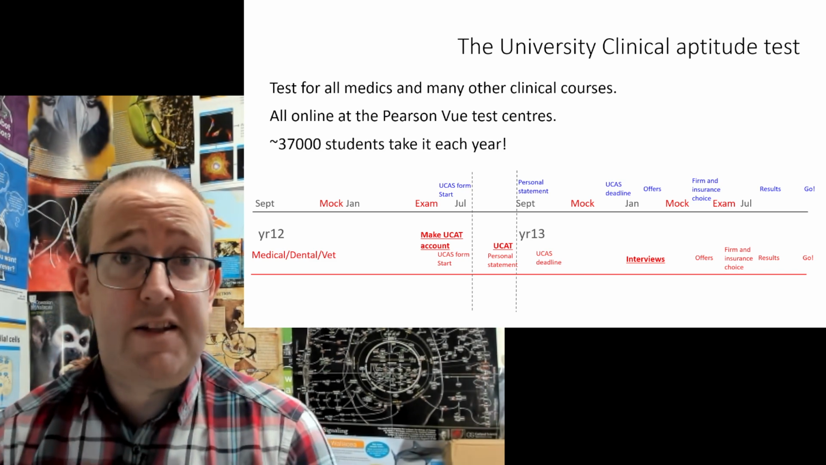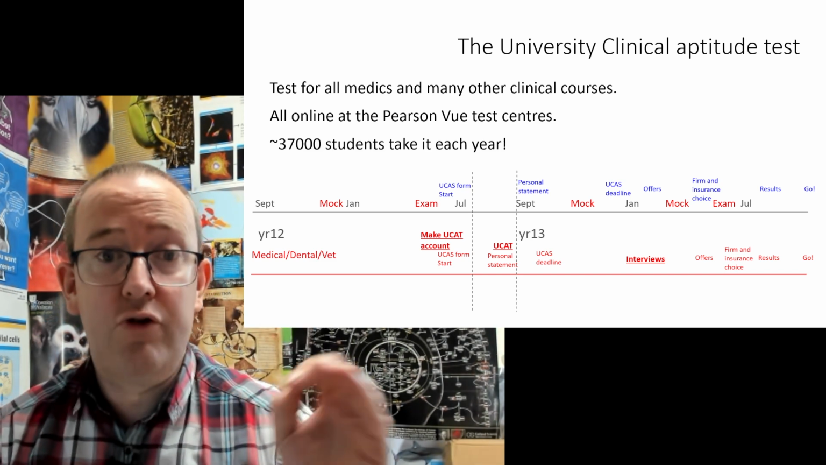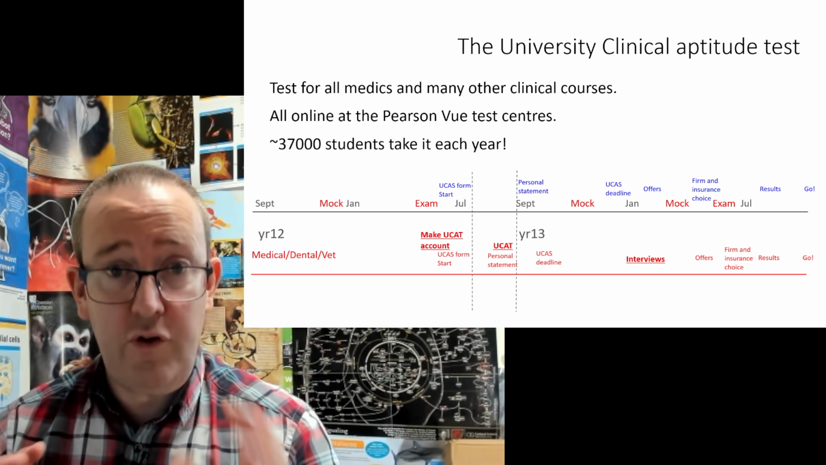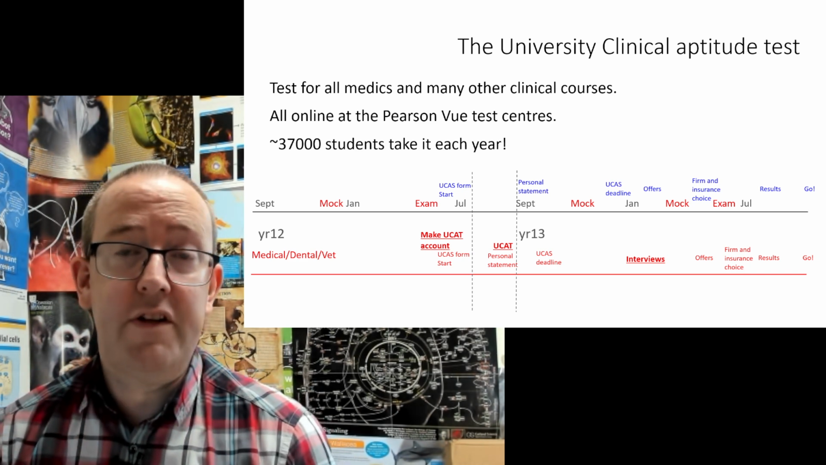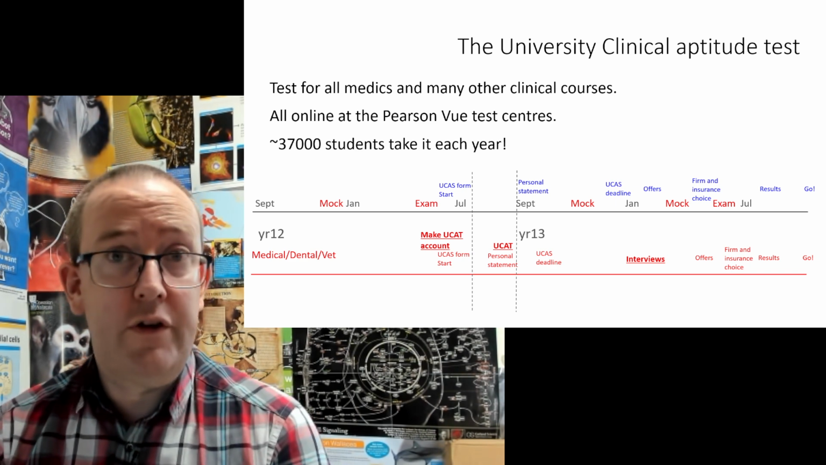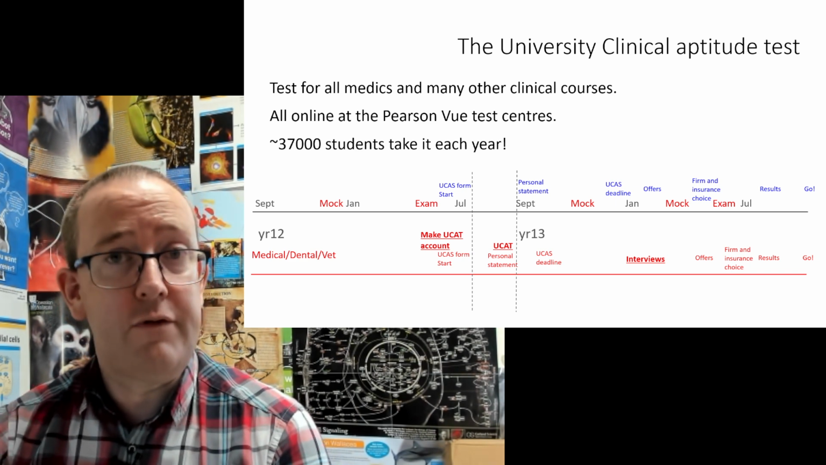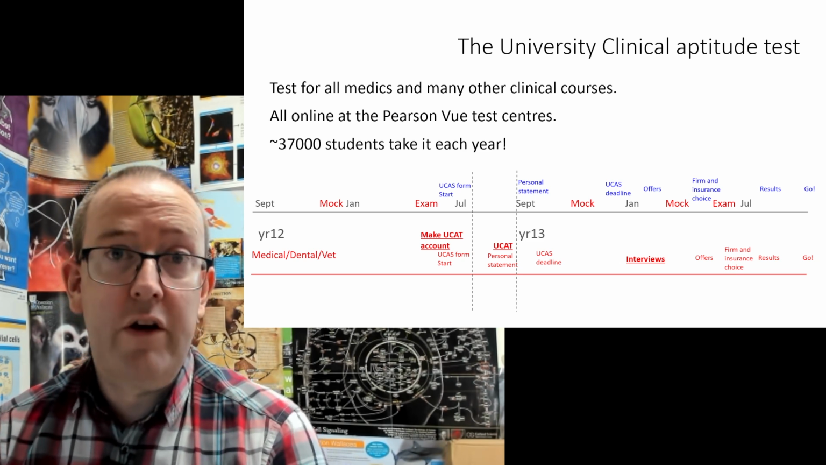You want to get on there like it's Glastonbury tickets. You want to get on there. You want to make sure that you've booked that slot right before the start of year 13. And if you have to travel a little further to do it, to go to a different Pearson View test centre, I would strongly recommend you do.